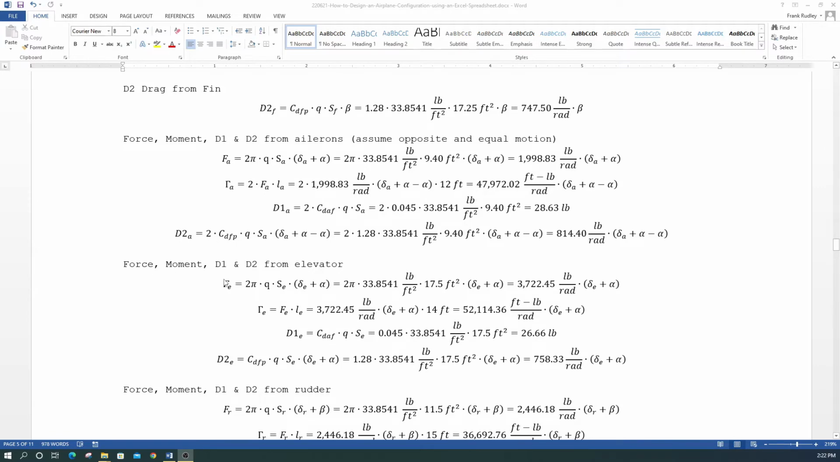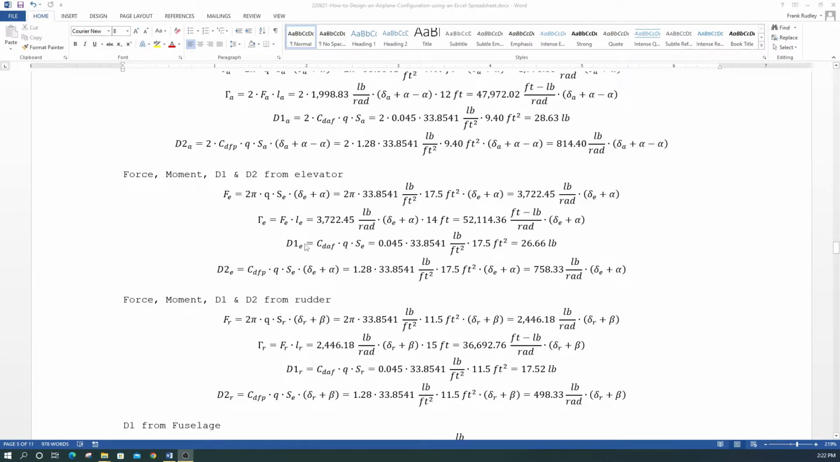Okay, so the next part is force, moment, D1 and D2 from the elevator. The elevator is a function of angle of attack and deflection of the elevator. So this would be the force computed, and the torque is the force times the length. It's a crank arm, just as the aileron also has a crank arm. So the torque winds up being a number. It's the angle of attack plus the deflection of the elevator. Next we have the fixed drag of the elevator. It winds up being about 26.66 pounds, assuming it's an airfoil. Then we use our flat plate assumption for our movable drag, the part of the elevator that moves. So we have a torque, and we also have our D1 and D2 drag. That's a function of the deflection of the elevator plus the angle of attack.